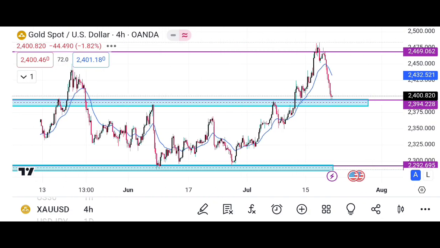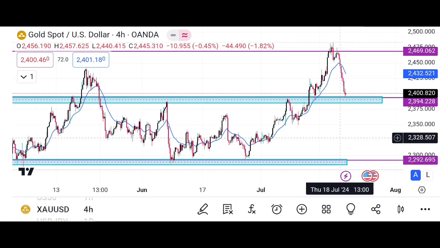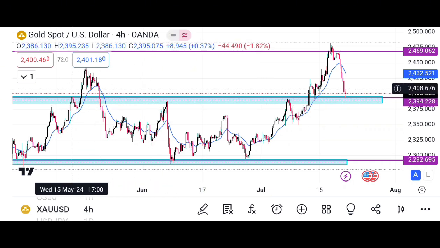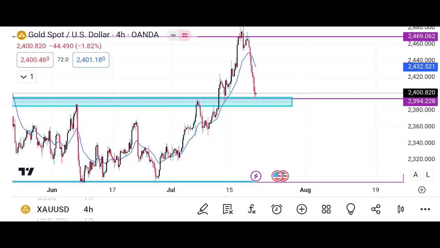You see what I was talking about? Do you see the levels that I was talking about? Touch 1, touch 2, touch 3, touch 4. This one is very important. That's why we are going to be looking for buys.